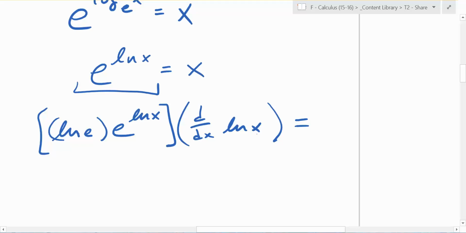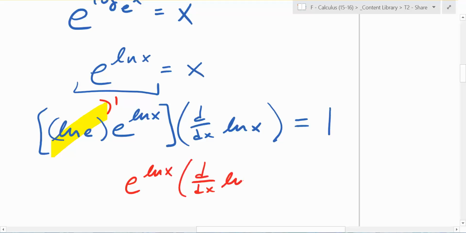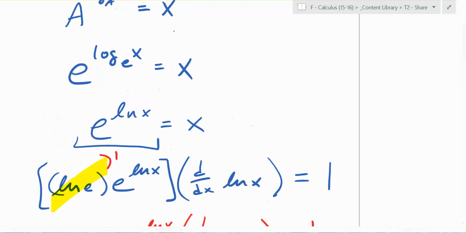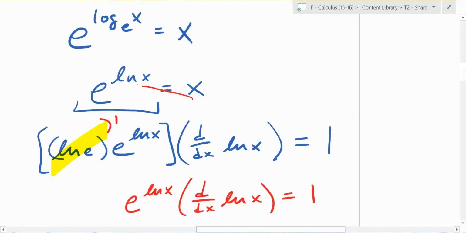What's the derivative of x on the right-hand side? Not a trick question. It's 1. Okay. Everybody with me so far? What is ln e equal to? That's just 1, right? So what do we have on the left here? We have e to the ln x times that. Do we know what the derivative of ln x is? We don't, so I'm going to write it as the derivative of ln x. We don't know what it is. It equals 1. What was e to the ln x equal to right here?